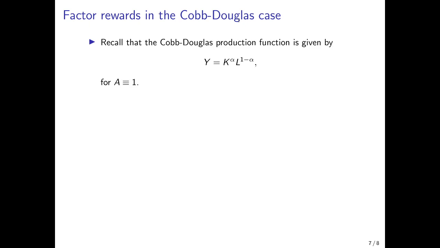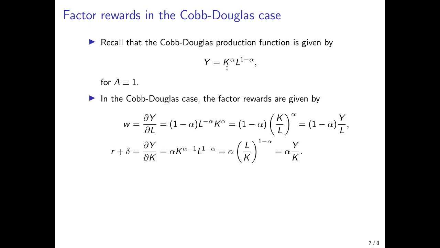certain example that comes up rather frequently, and that's the Cobb-Douglas production function and how factor rewards are determined in case of such a Cobb-Douglas production function, where we assume that technology is constant and we normalize it to 1, and output is a function of capital employed. The output elasticity of capital is equal to alpha, and labor with an output elasticity of 1 minus alpha. Now, in case of this Cobb-Douglas production function, we can easily compute the factor rewards.